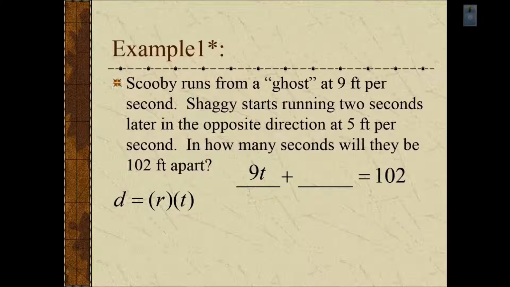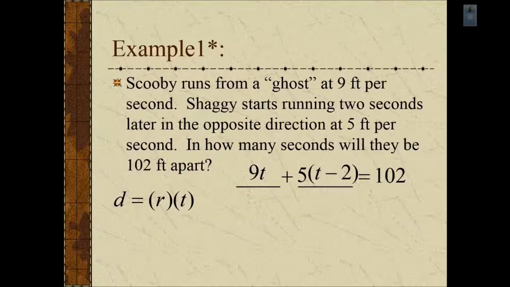The next blank is for Shaggy. Shaggy starts running 2 seconds later. His speed, or his rate, is 5 feet per second. So I'm going to have the rate of 5 times an amount of time, but of course Shaggy had a delay. He doesn't get to run for as long as Scooby. His running time is 2 seconds less than Scooby's. So when I multiply his rate times time, the time is represented as t minus 2. The first blank is Scooby, the second blank is Shaggy. Together, their distances all add up to 102.